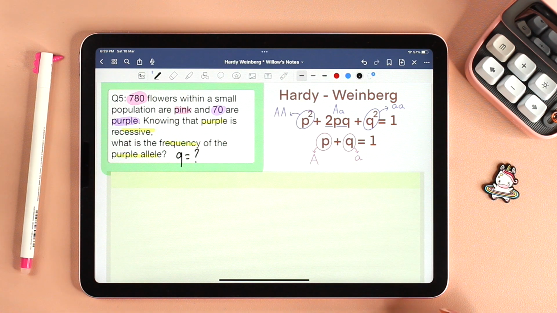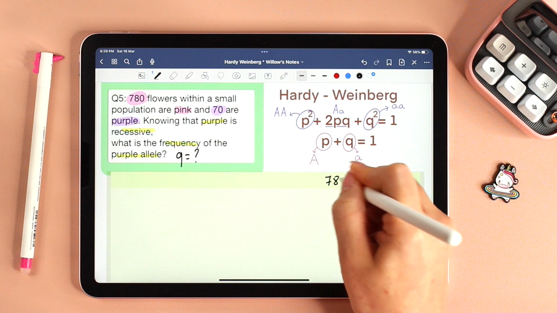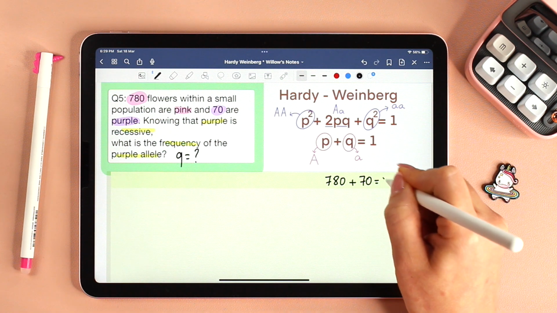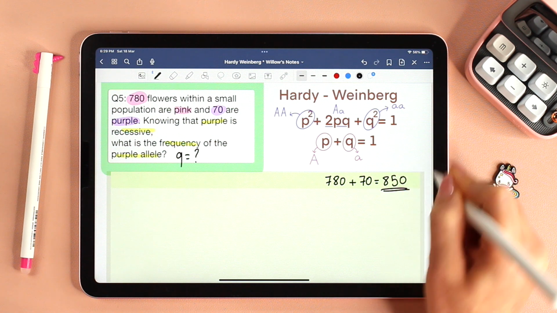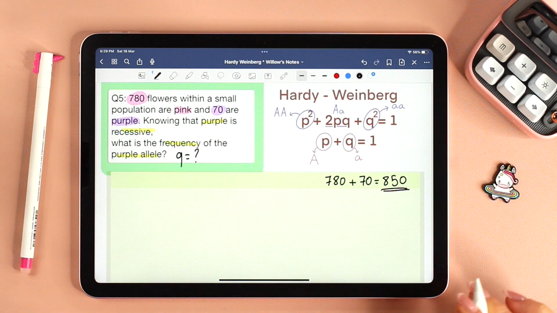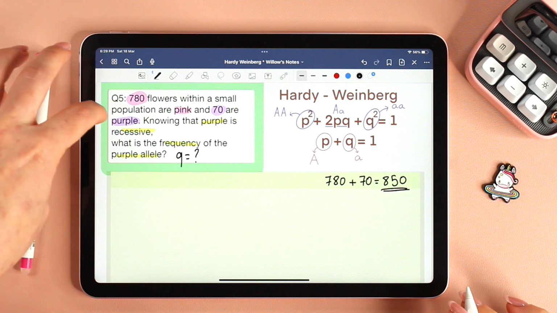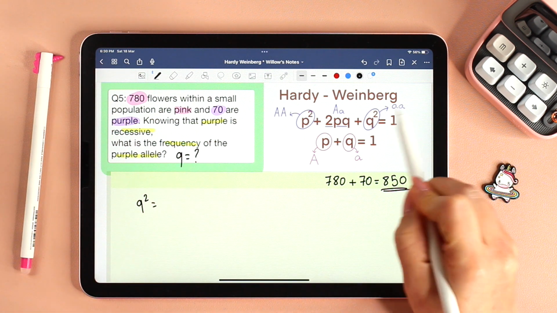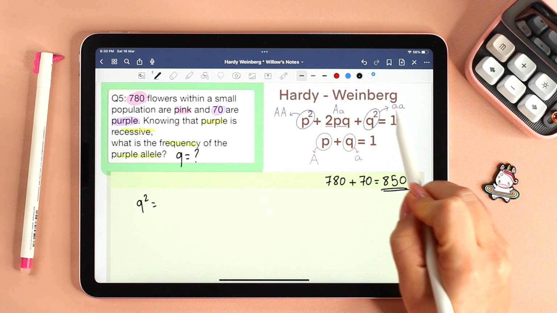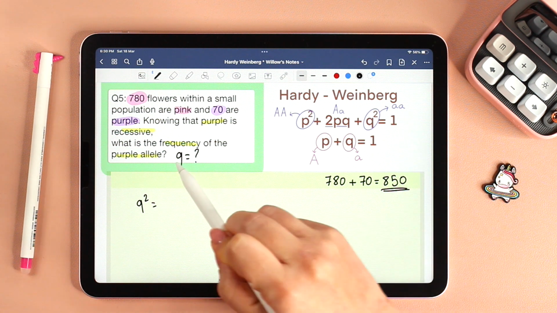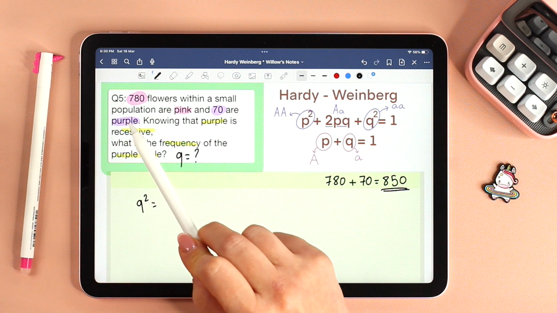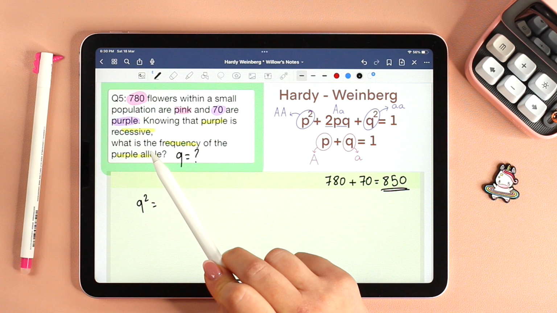So the first step is going to be, let's write it here in the corner, 780 plus 70, which gives us 850. So that's the total number of flowers within this population. Now we can find Q square. What is Q square? Q square is the frequency of the homozygous recessive individuals. In this case, who are homozygous recessive? The purple flowers, because it is given that purple is recessive.